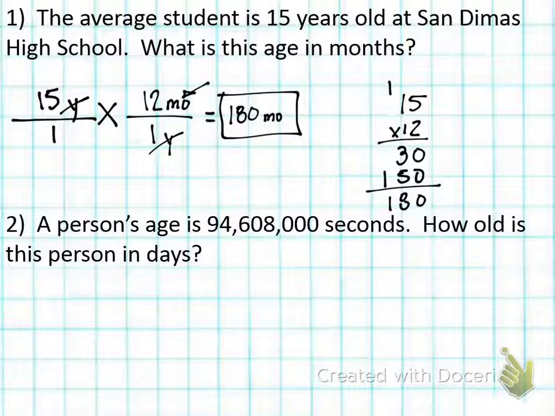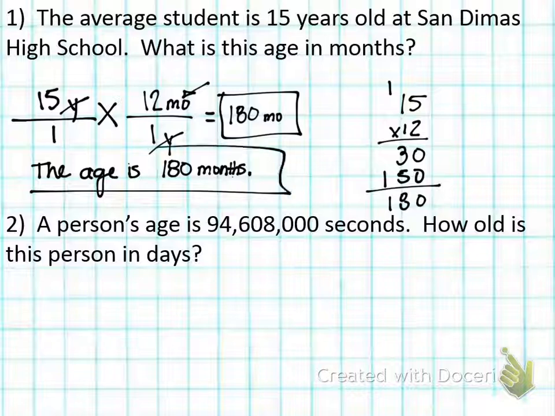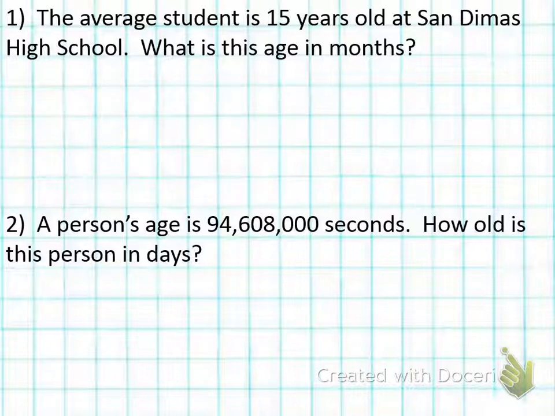And since it's a word problem, we need to write a complete sentence answer. It says, what is the age in months? I would write the age is, can someone open the door? The age is 180 months, period. Capitalize the first letter, period at the end, okay? Alright, so that's how you do number 1.